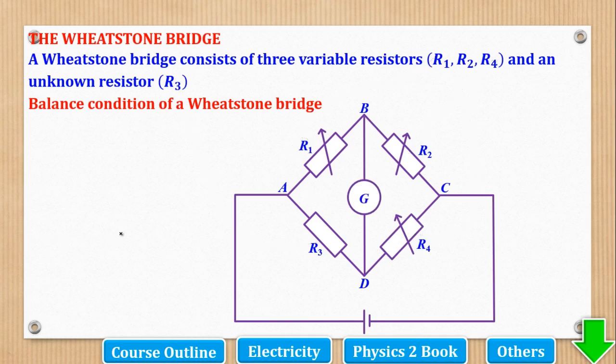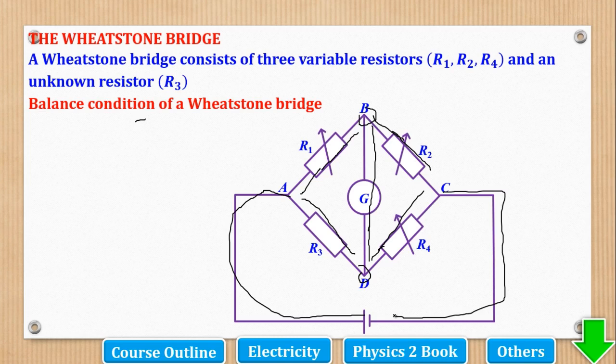The term balance condition means the following. If current is to flow from here, it would reach here and split. One part goes this side through R1, another goes this side through R3. Then when it reaches here, there is also another junction, and it would split again. One goes this side, another goes this side. At this point the currents would also join, going through R2 and R4, and then back to the source.